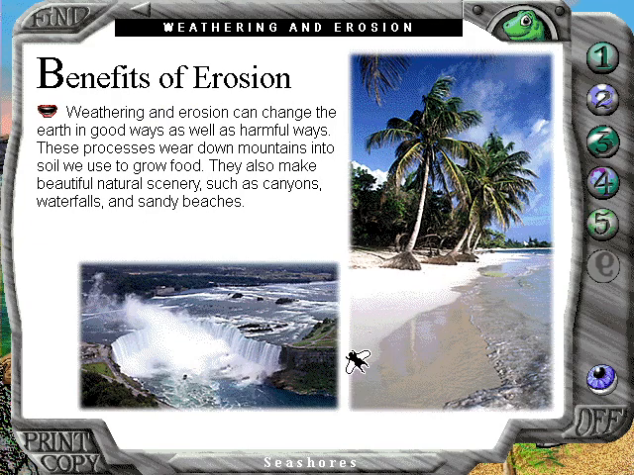Benefits of erosion. Weathering and erosion can change the earth in good ways as well as harmful ways. These processes wear down mountains into soil we use to grow food. They also make beautiful natural scenery, such as canyons, waterfalls, and sandy beaches.